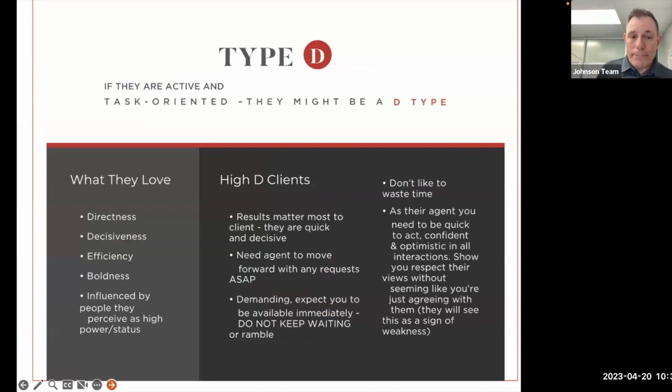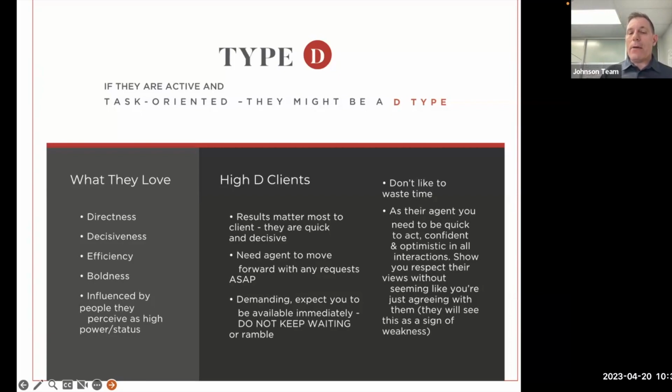So the D type. What Ds love is directness. They like decisiveness. They like efficiency. They're bold, and they're influenced by what people can do for them or people's status. So Ds are naturally attracted to somebody that can do something for them. High D clients, results matter to them more than relationships. So if a D is speaking to you, you are worth their time. You don't have to impress them, because if they're speaking to you, you're worth their oxygen. It sounds very arrogant, but they can tend to be a little bit arrogant.